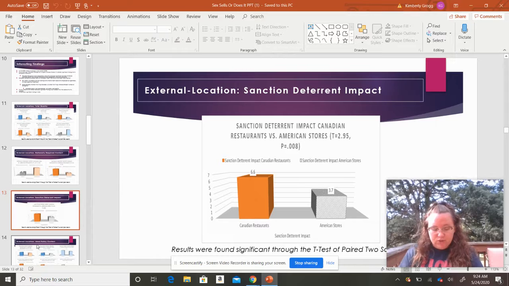I think the reason restaurants across the board, both American and Canadian, did show more strength in these things is they work so much with the public. Not only is there a concern that a coworker could sexually harass a coworker, but there is a concern that a patron of that restaurant could sexually harass an employee or vice versa. So there's a lot more expectation on the public to be a good human.